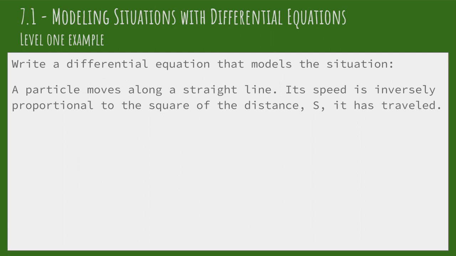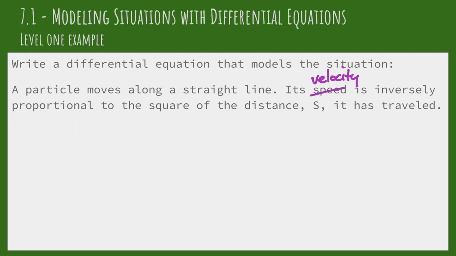So in the first one here, we have a particle that's moving along a straight line. This is a pretty common calculus question. We have a particle moving along the x-axis, or sometimes they'll say like a squirrel running along a power line. So the squirrel really only has two directions to go. It can go forward or backwards. So the speed of this object is inversely proportional to the square of the distance s it has traveled. I'm going to change speed and think of this in terms of velocity.